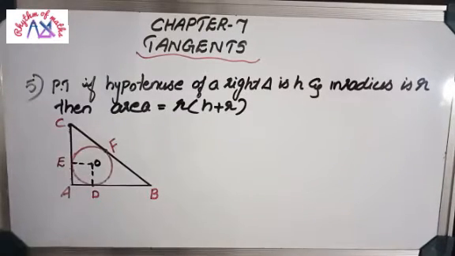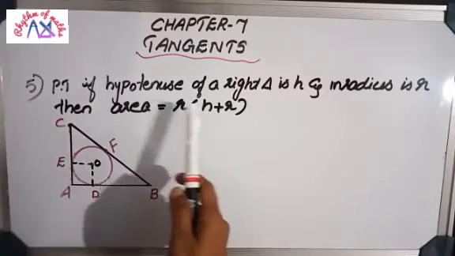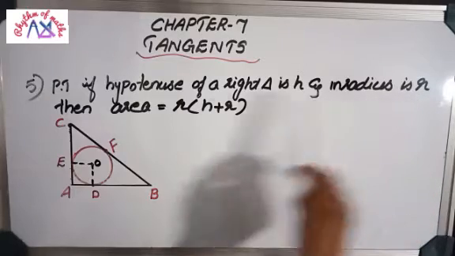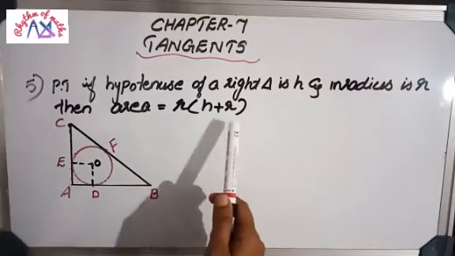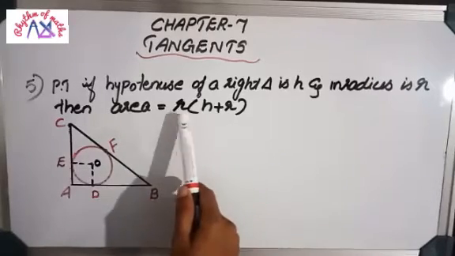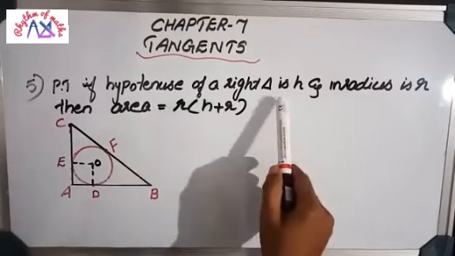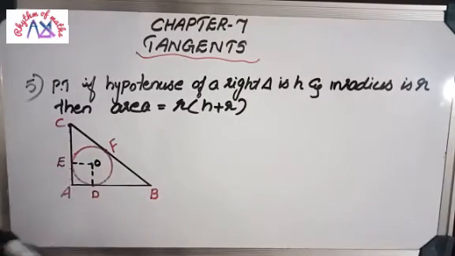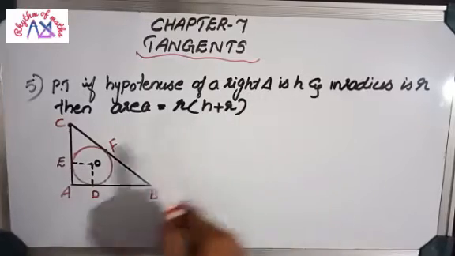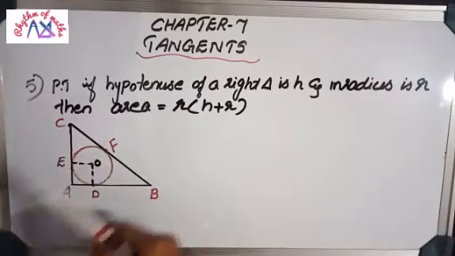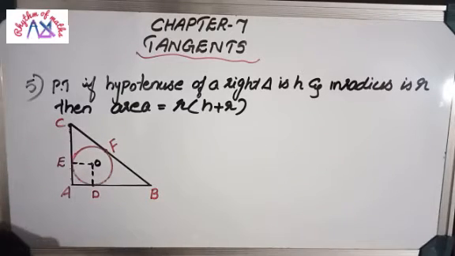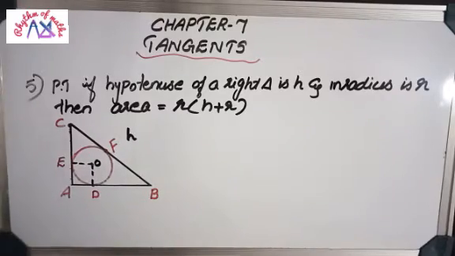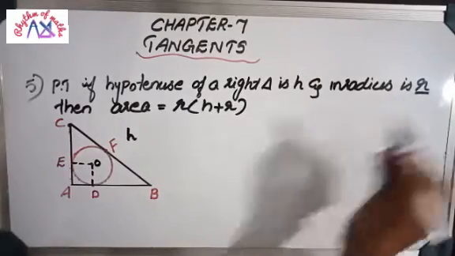Next one is question number 5. The question is, prove that if the hypotenuse of a right triangle is h and the inradius is r, then area equal to r into h plus r. This is what we need to prove: area equal to r into h plus r. Here the figure is not given, so we have to draw a rough figure. This is a rough figure of a right triangle with the incircle, and the hypotenuse is given as h. Here CB is the hypotenuse. Let's mark it as h. And the inradius is r.